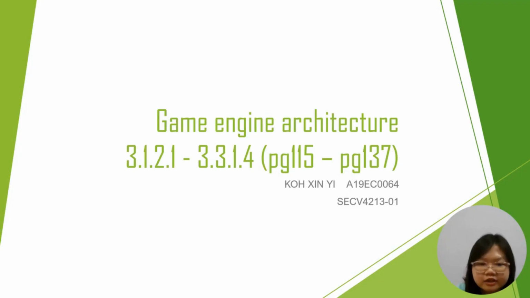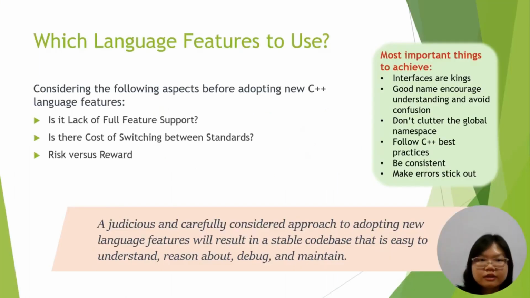Good day, Doctor. I'm Kosi, and I will explain about Game Engine Architecture 3.1.2.1 until 3.3.1.4. The author discussed the importance of a cautious approach to adopting new C++ language features. It emphasized that just because a feature exists, it doesn't mean that it should be immediately adopted. A conservative approach is necessary because leading-edge features may not be fully supported by the compiler. There is a cost to switching between standards, and not every feature is universally acceptable.